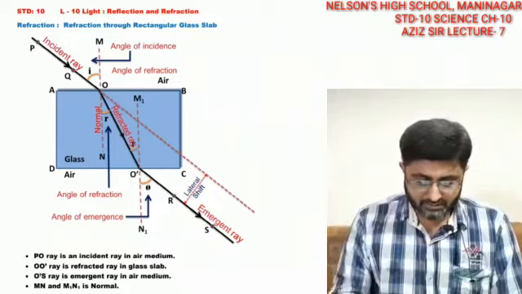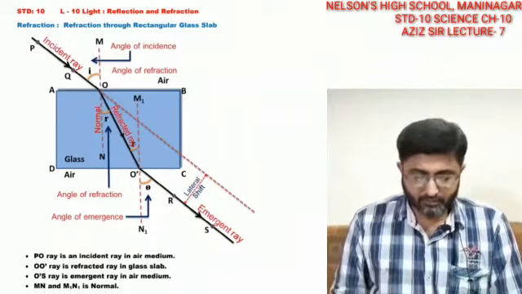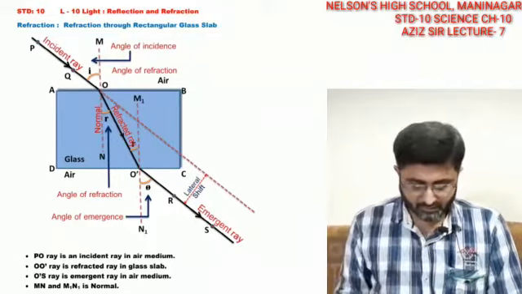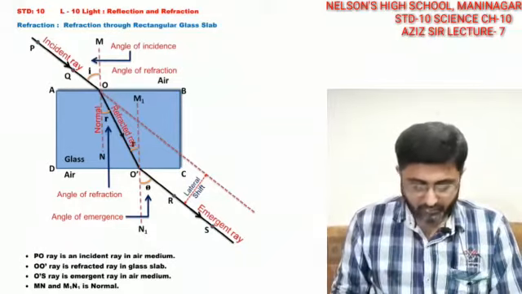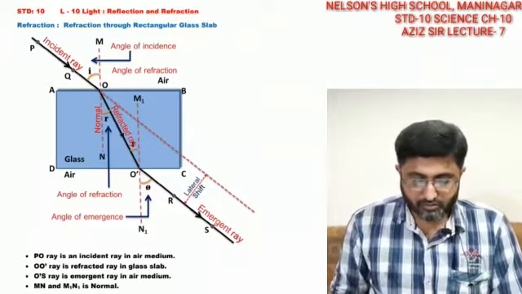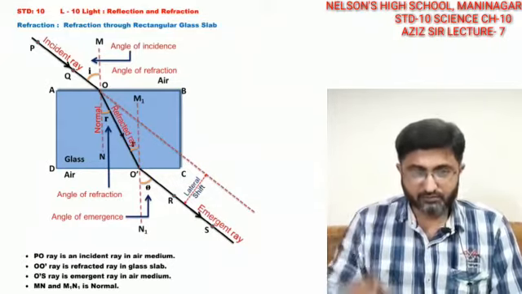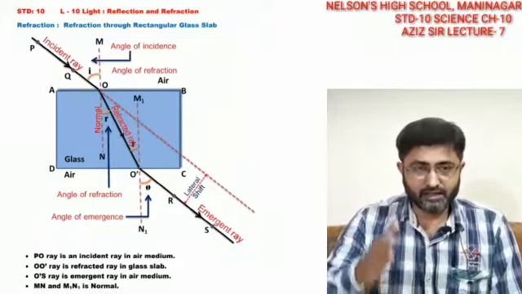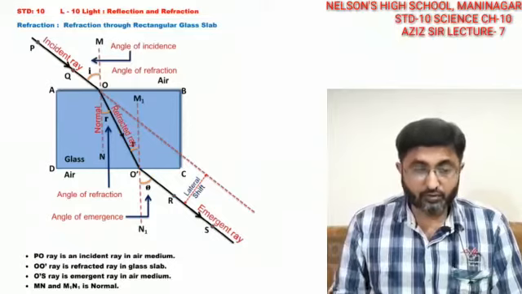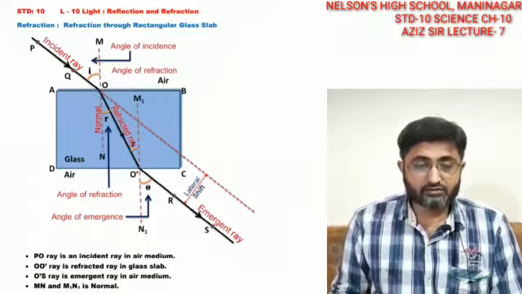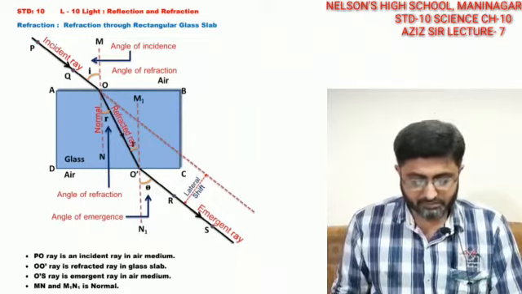So ABCD is a rectangular glass slab, PQ is the incident ray, O and O dash is the refracted ray, and O dash and RS, the coming out ray, is the emergent ray. Now whenever the incident ray is striking, obviously it makes an angle of incidence. So i is the angle of incidence, which is made by the incident ray and the normal. The ray which bends and goes inside, with respect to the normal, is called the refracted ray, and the angle is called the angle of refraction.